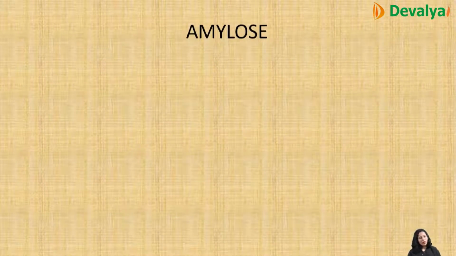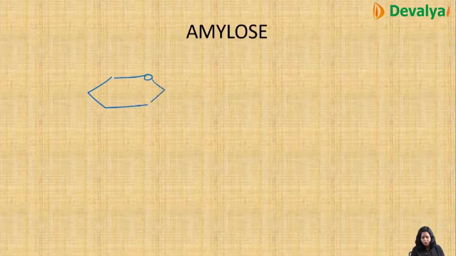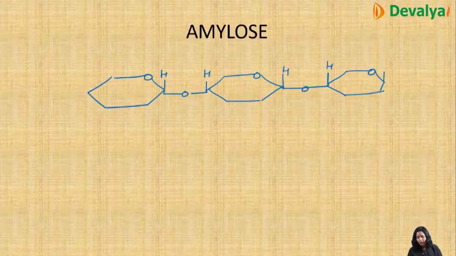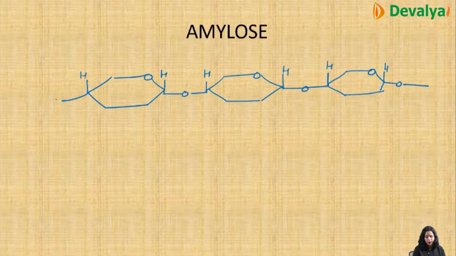The structure of amylose is similar to that of maltose, but as we have seen, the number of glucose units would be more. Now in this case, H, O, H, H, and this side will show it like this, which indicates that yes, the chain is continuing on both sides.